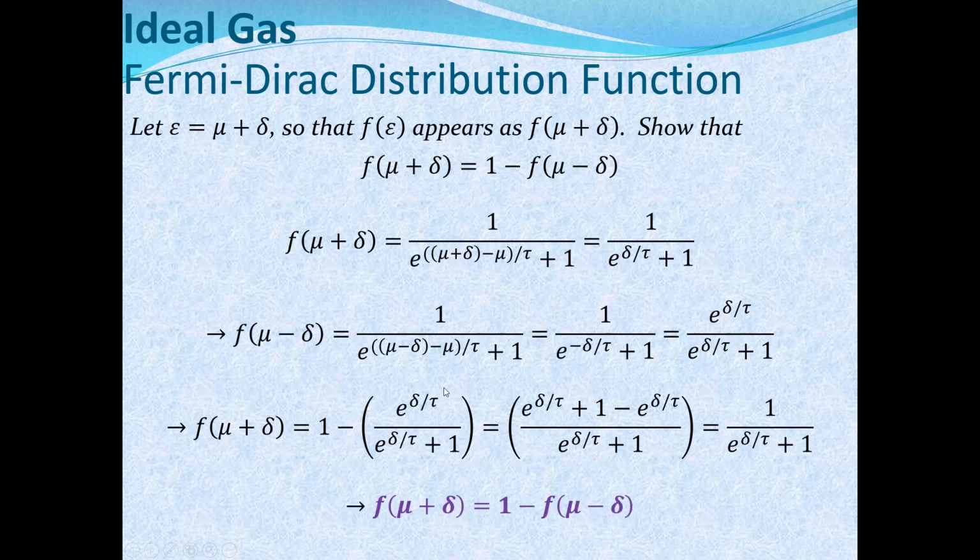So since actually we don't plug anything in for here, but when we do plug this term in for this second part, we end up getting 1 over e to delta over tau plus 1, which is exactly what we got up here. So that means this equation is in fact true.